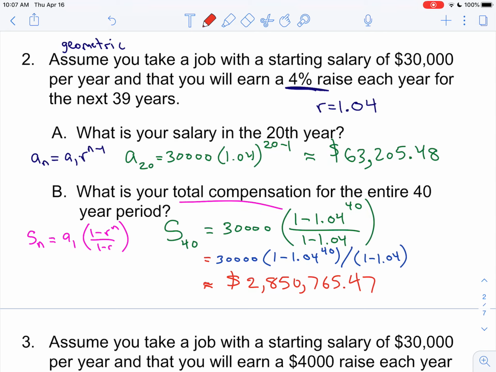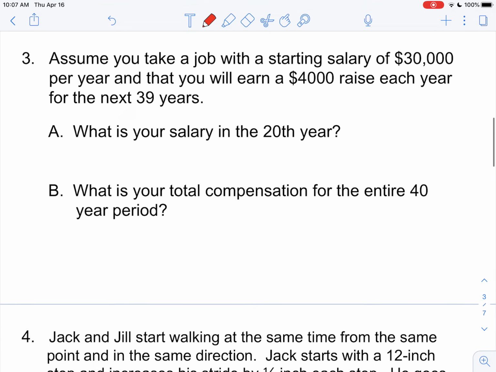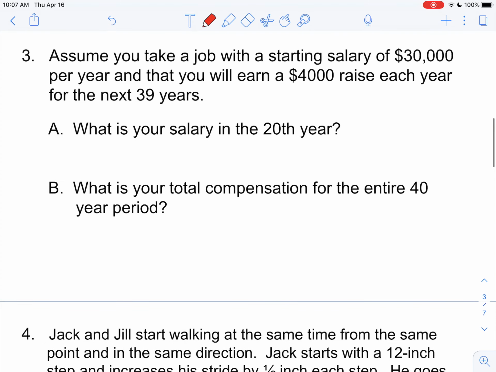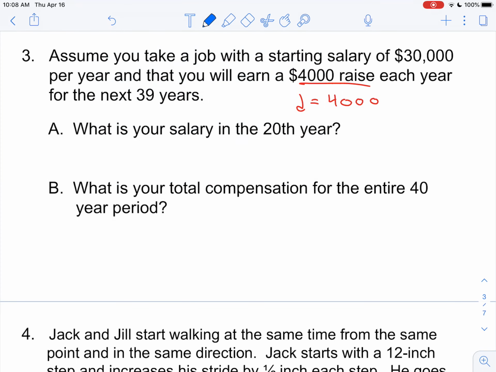All right, so that was our geometric situation, where it's a percentage increase every single year. But when we move now to number 3, you're just going to get a $4,000 raise no matter what. I don't think most jobs operate that way, but who knows? So that means that you have a constant difference of positive 4,000. No matter what's happening with the economy, just an extra 4,000 every year. All right, so again, two scenarios. The 20th year is a single term.